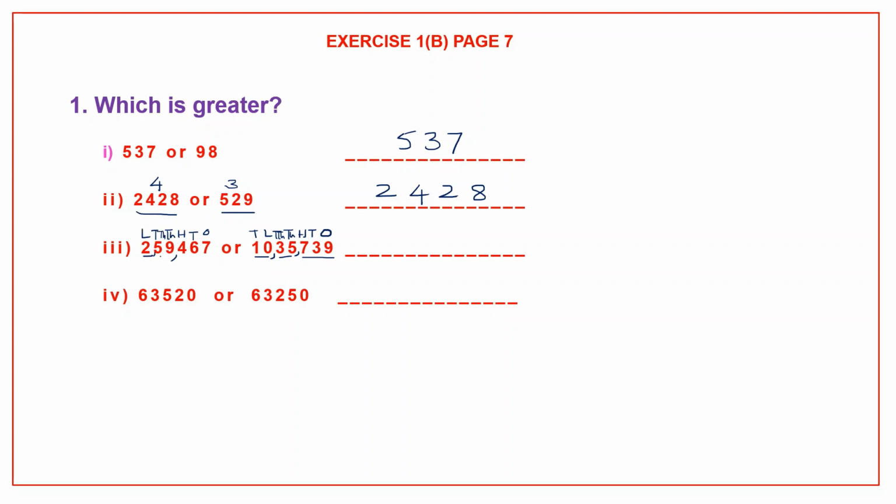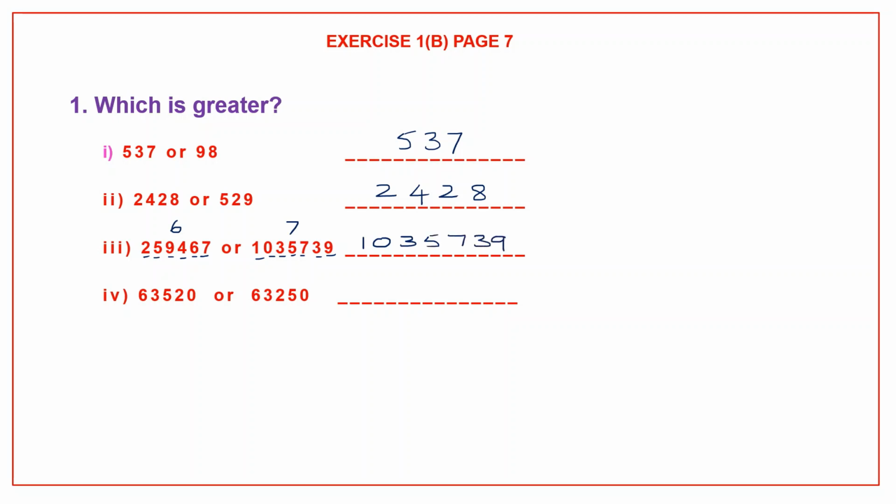So we have 2,59,467. Here in the lakhs place we have 10 lakh and here in the lakhs place we have 2 lakh. So that is one way of finding out: 10 lakh is greater than 2 lakh. So we can write that as the answer. Another way of finding out is to count the number of digits. So let's count 1, 2, 3, 4, 5, 6. This number has 6 digits. 1, 2, 3, 4, 5, 6, 7. This has 7 digits. So the 7-digit number is the greater one. So that is 10 lakh 35,739.